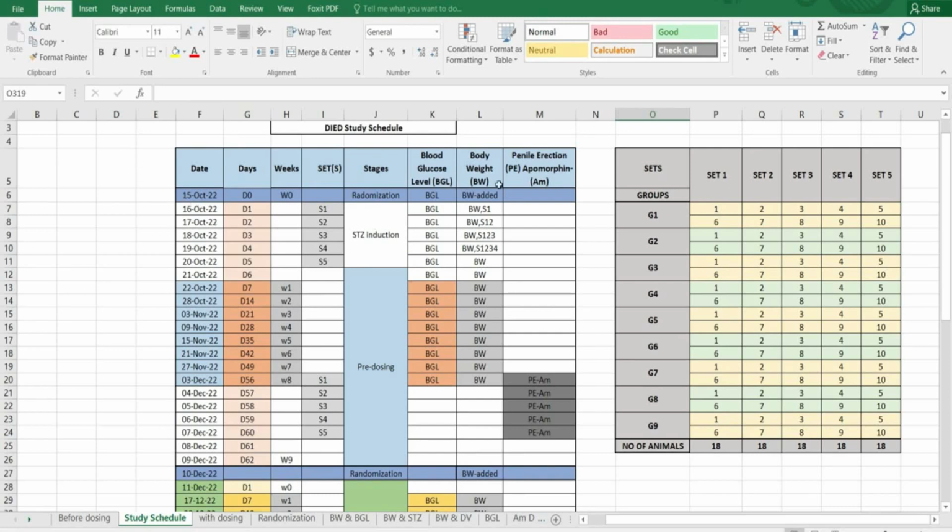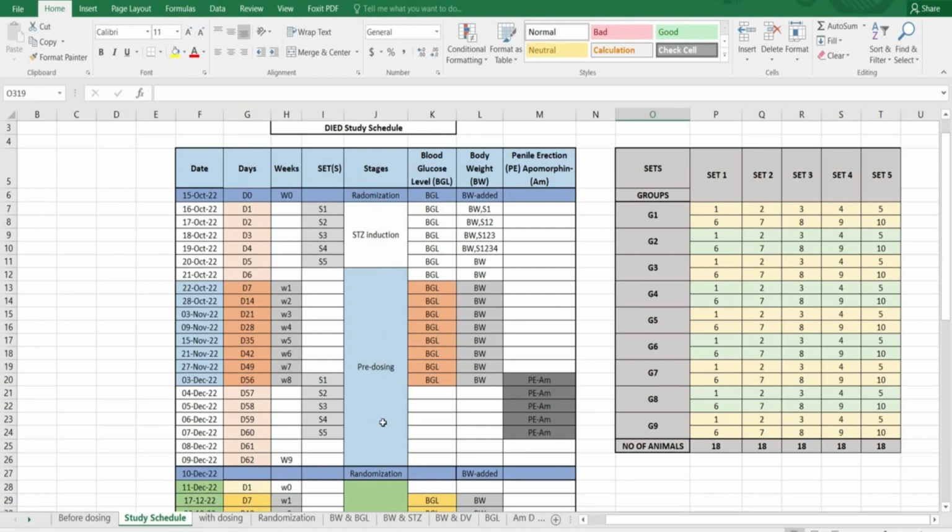stage wise, and in those stages the first is the induction procedure. For 5 days we are going to do induction, STZ induction. Then there is a phase of pre-dosing. Now we will move as per the schedule.